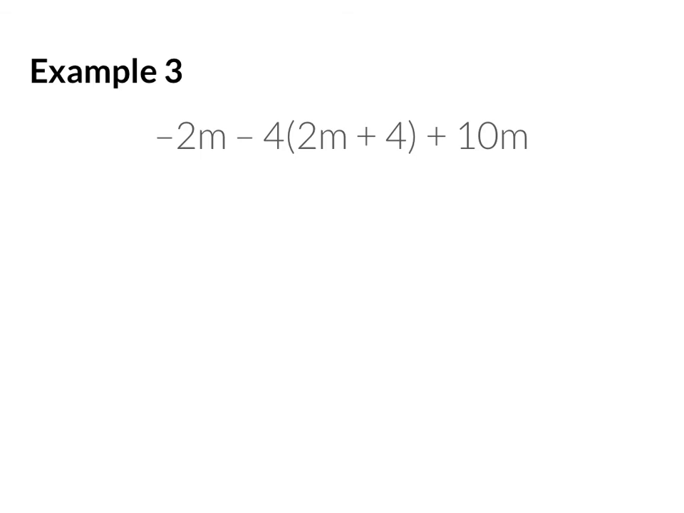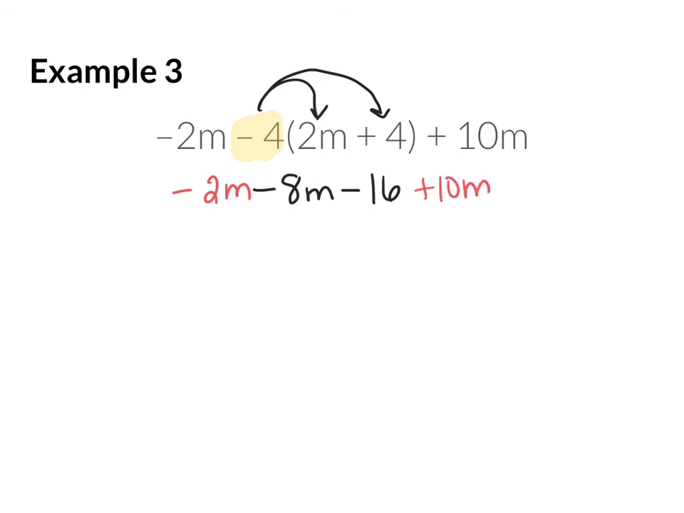Let's try another one where we are distributing, then simplifying. When we distribute the whole number, including the sign in front of it, the negative 4 gets multiplied by 2m to give me negative 8m, because a negative multiplied by a positive is a negative. Then the negative 4 gets multiplied by the positive 4, giving me negative 16. I bring down all the numbers I'm not using, the negative 2m and the positive 10m.